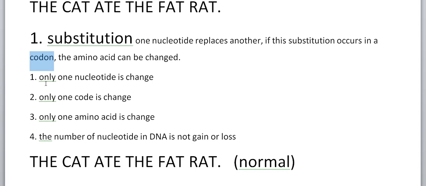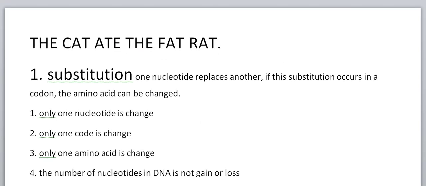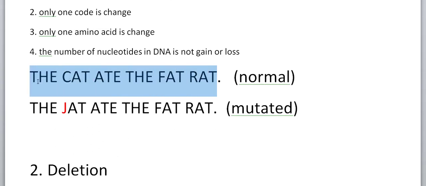Some notes about the substitution: only one nucleotide change, only one codon is changed, only one amino acid change. The number of the nucleotides in the DNA is not gained or lost. So how many letters exist in here? 1, 2, 3, 4, 5, 6, 7, 8, 9, 10, 11, 12, 13, 14, 15, 16, 17, 18. And this is normal.